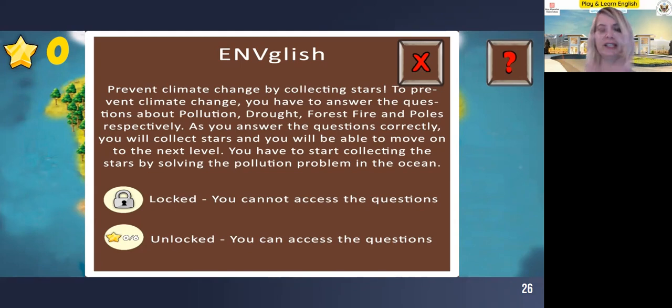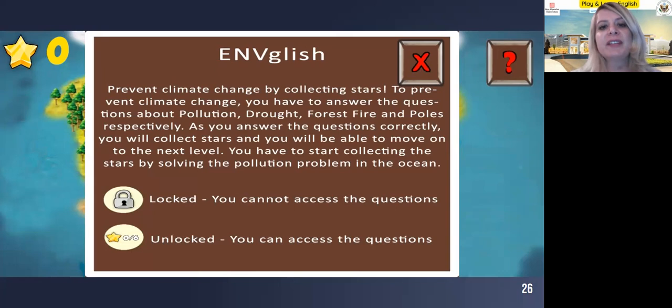You download it and you have a short information about here, which shows that the idea is to prevent climate change by collecting stars. So look at, is it an ICT-based game? Yes. Do I learn about environmental awareness? Yes. But are there some gamification elements? Yes, you have to give the correct answers and collect stars. And this is how you prevent climate change. I mean, reverse dangers to the climate or whatever.